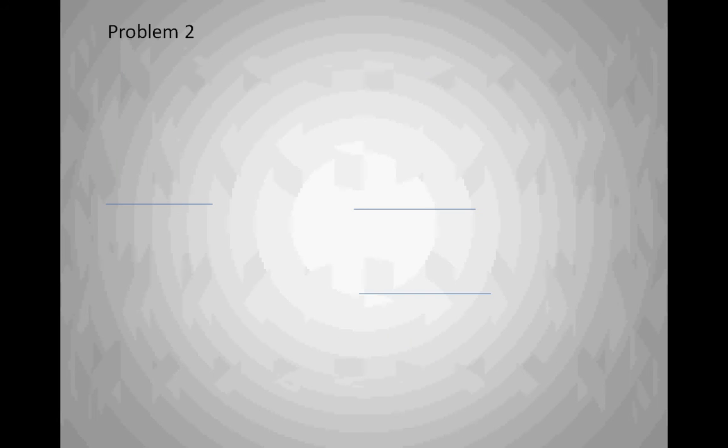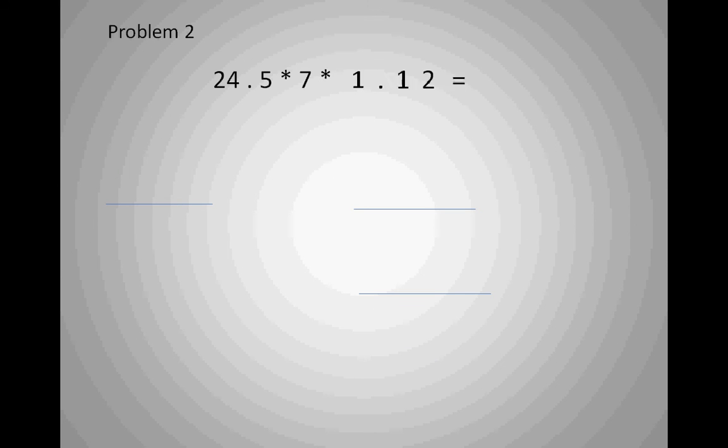Let's solve another problem. 24.5 times 7 times 1.12. Take a look at this problem. There are 3 numbers, and it includes 2 decimals and 1 whole number. Therefore, you can separate it into 2 steps. Multiply 24.5 with 7. Then use the product of those 2 numbers to multiply by 1.12 to find the final answer.